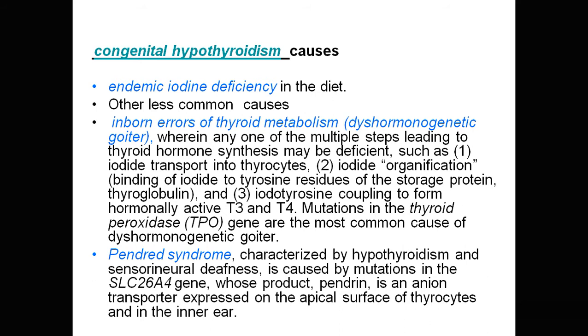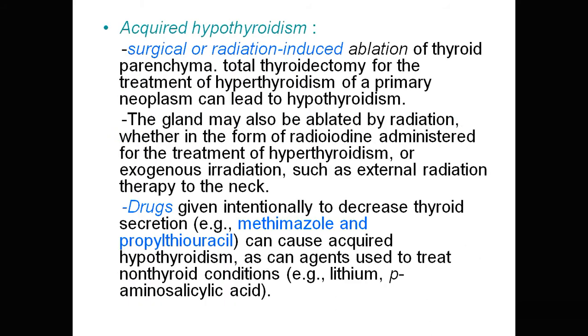In this condition, there is some error in the thyroid metabolism. So there is a problem in the iodide transport in the thyrocyte, iodide organification, and the iodotyrosine coupling to form hormonally active T3 and T4. Some mutation in the TPO gene is the most common cause of dyshormonogenetic goiter.